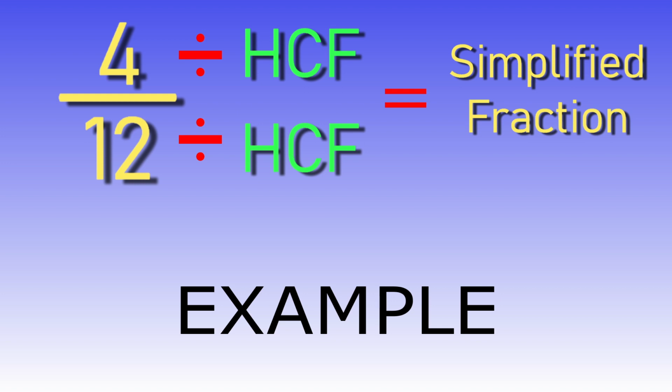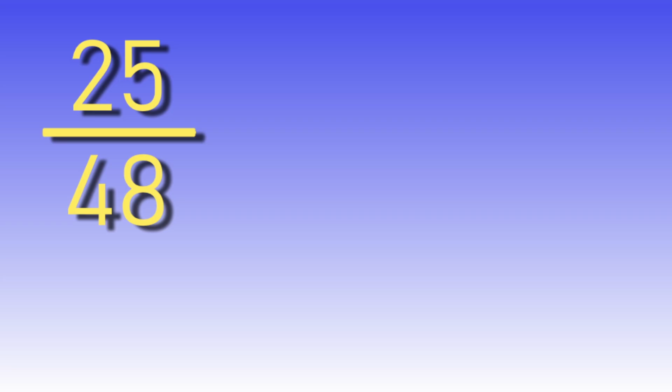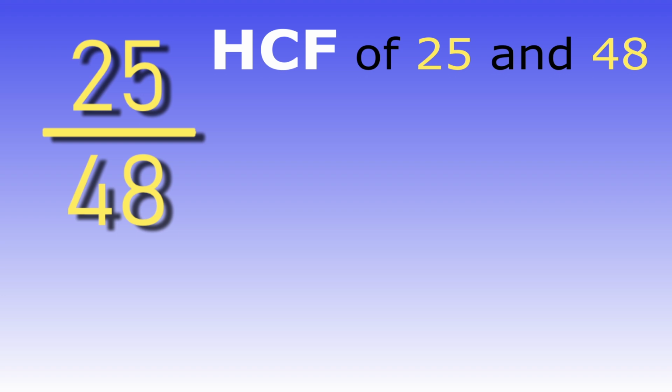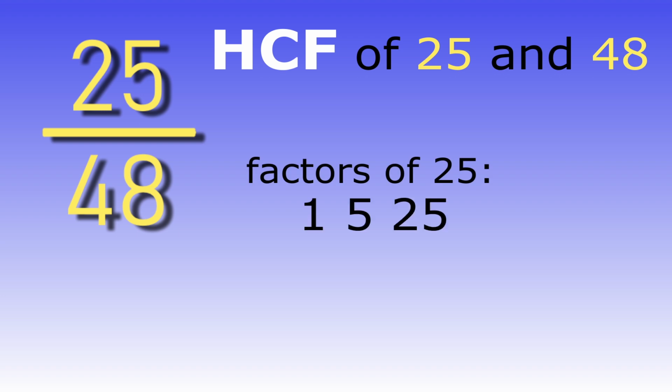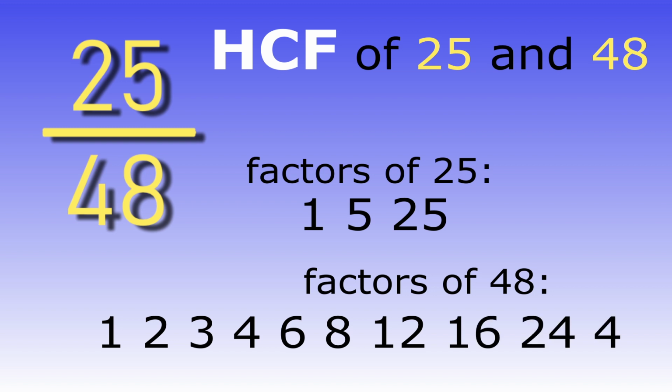It is quite common for students to reduce a fraction in the following manner. Take the fraction 25 over 48. To reduce it, we need to find the highest common factor of 25 and 48, so we can use it to divide both numbers. The factors of 25 are 1, 5 and 25, and the factors of 48 are 1, 2, 3, 4, 6, 8, 12, 16, 24 and 48.